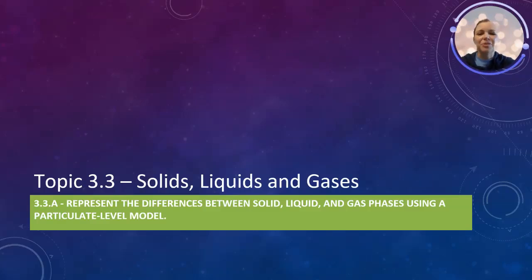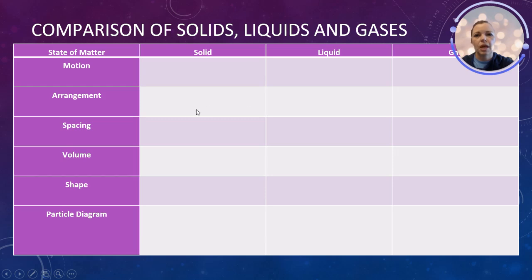All right, hello AP Chem students and welcome to topic 3.3, solids, liquids, and gases. So the learning objective here is 3.3.a, represent the differences between solid, liquid, and gas phases using a particulate level model. So let's get into that.